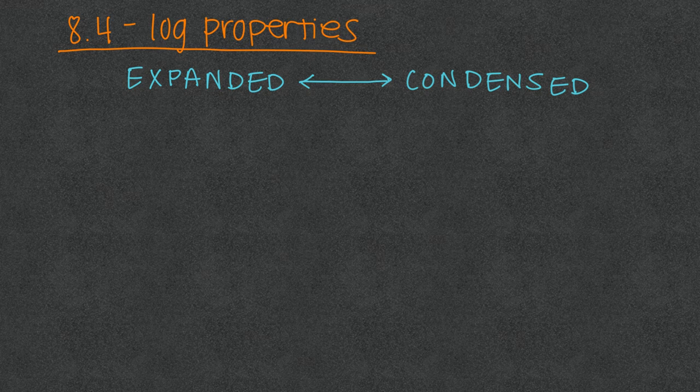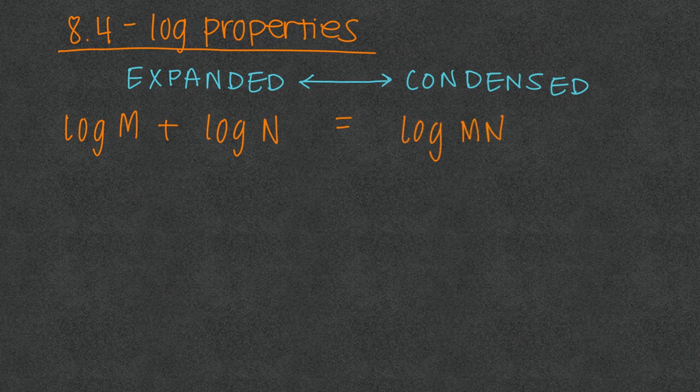These are the log properties for expanded and condensed. Expanded form was when I had something like log of m plus log of n. Now, if it has no base, what is the base? 10, okay? And so that's expanded form. If it's addition, what would a condensed form be doing? It would be log mn. Good, it would be multiplying. So it's log of m times n.